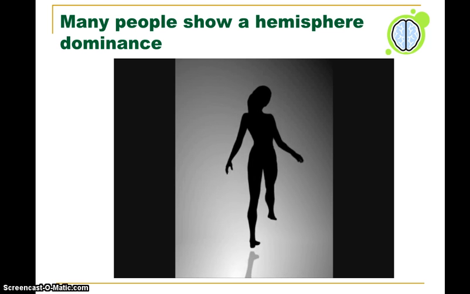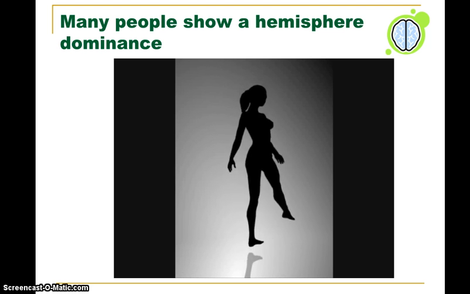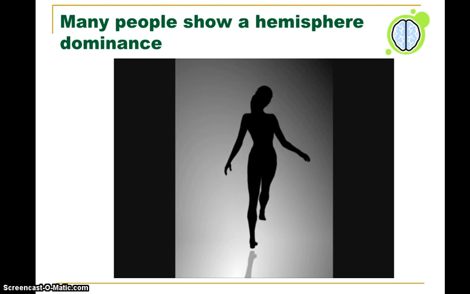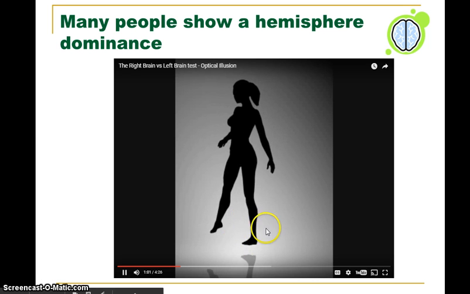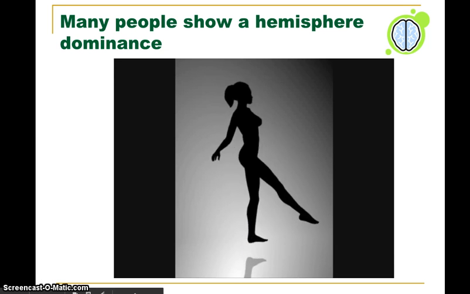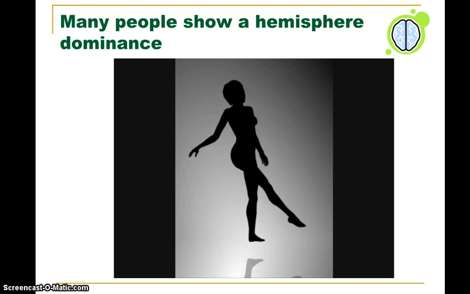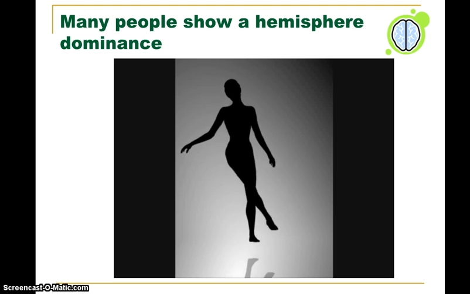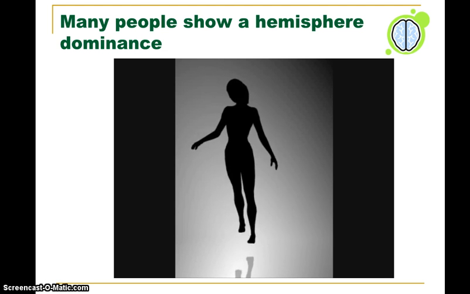If you can make her switch back and forth, chances are you're 50-50. The secret is right here in her foot. So if you watch that shadow, you should be able to make her go back and forth. Pretty cool, huh? Let's go ahead and move on.